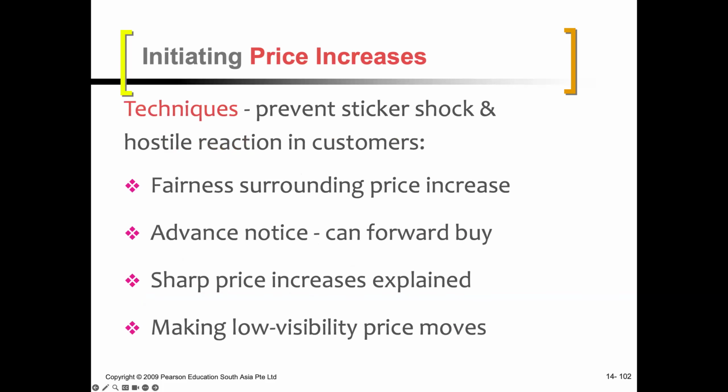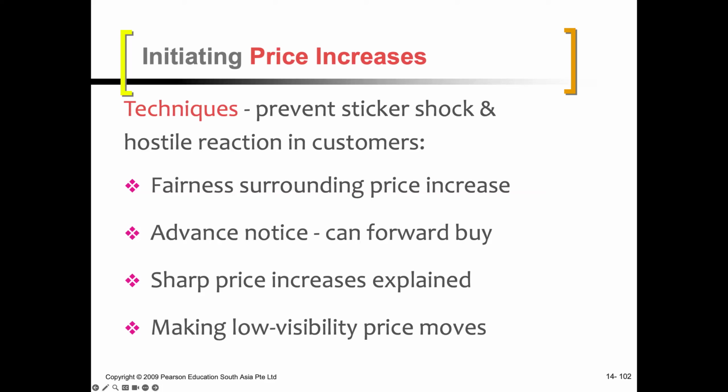Some techniques help you with the price increase, or prevent sticker shock and hostile reaction from your customers. You should consider fairness surrounding the price increase. Give them some advance notice. And you should explain, as a brand, why you are raising the price. It's okay, and quite common, for brands to explain this to the customer.